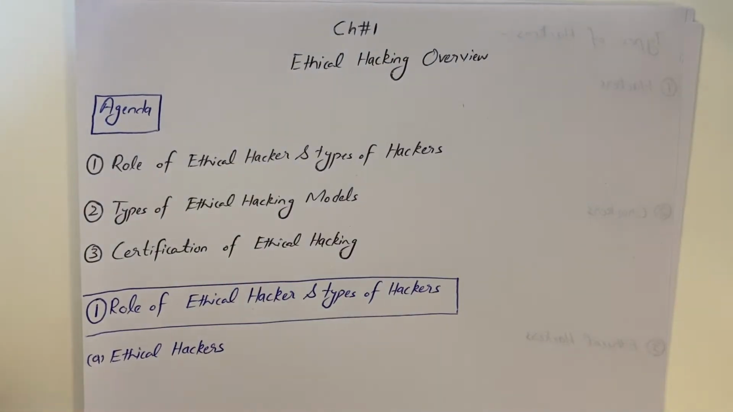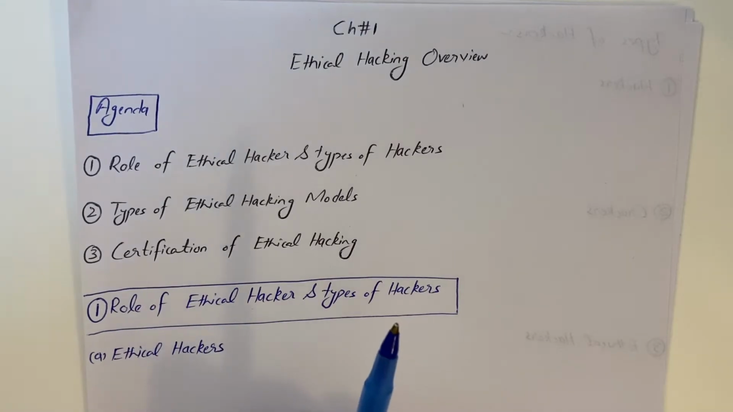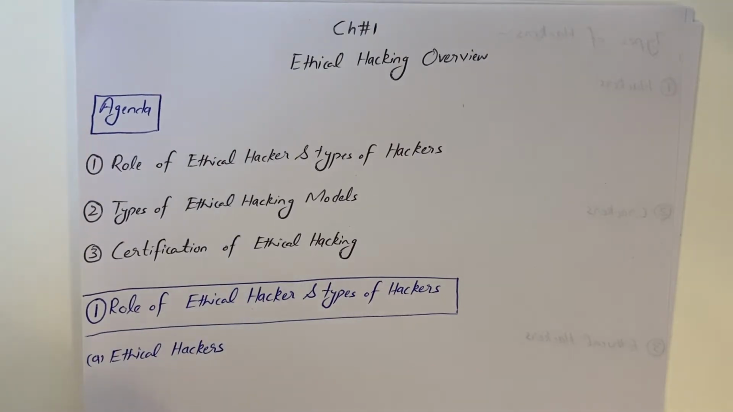Okay guys, so today we will start over chapter one, ethical hacking. The title of the chapter is ethical hacking overview, and we have mainly three agenda items in this chapter. Starting with the types of hackers, role of ethical hacker, then we will start discussing the different ethical hacking models. And there are mainly three ethical hacking models that we will be talking about.